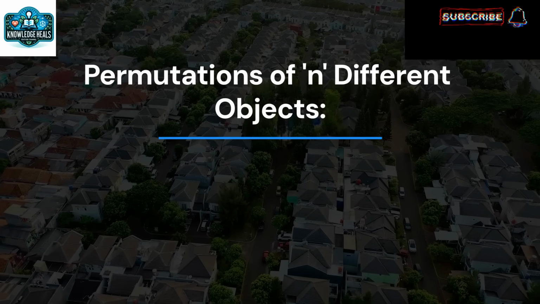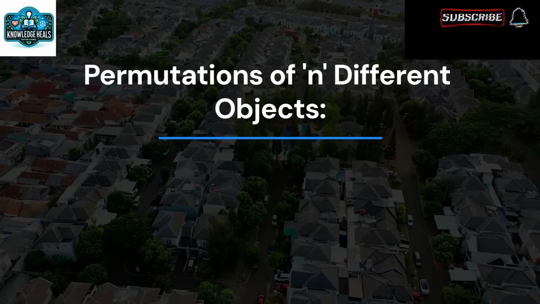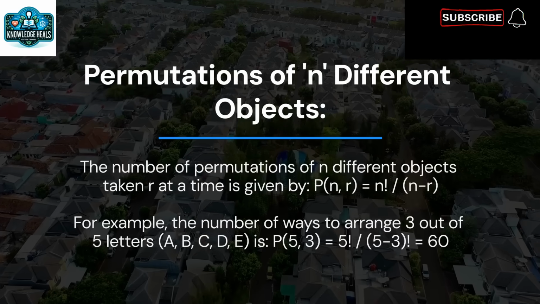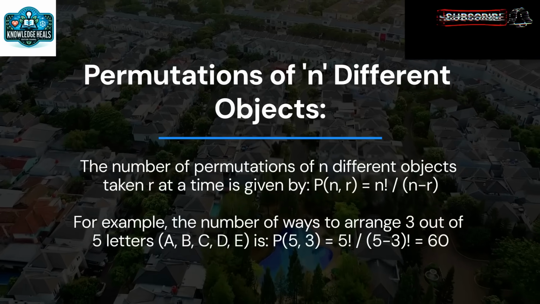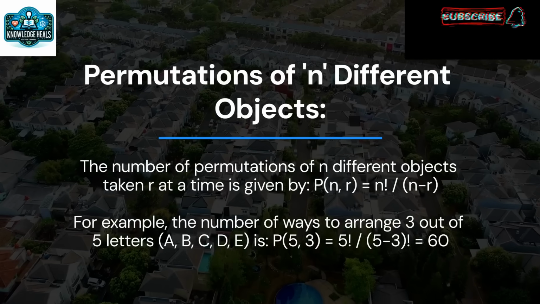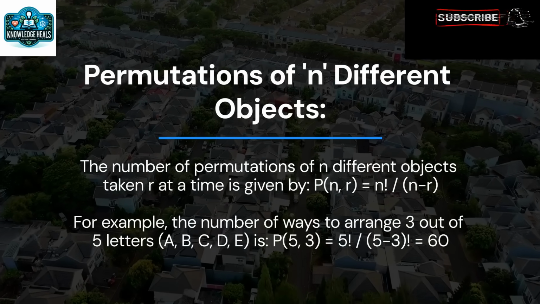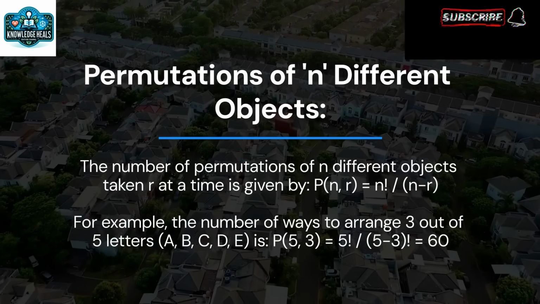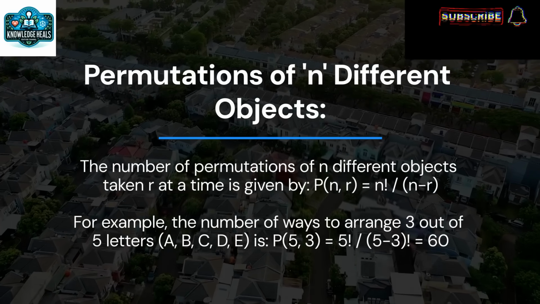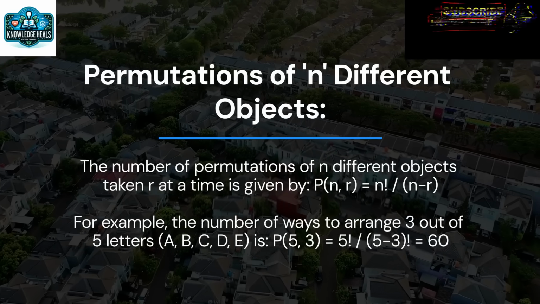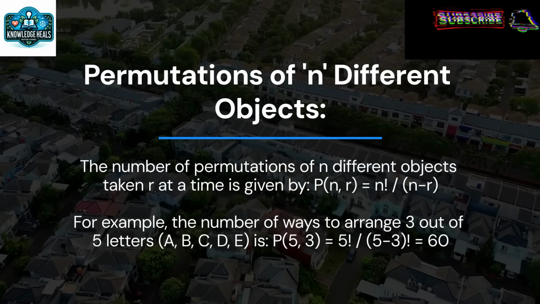Permutations of n different objects. The number of permutations of n different objects taken r at a time is given by P(n, r) equals n factorial divided by (n minus r) factorial. For example, the number of ways to arrange 3 out of 5 letters, A, B, C, D, E, is P(5, 3) equals 5 factorial divided by (5 minus 3) factorial, which is equal to 60.